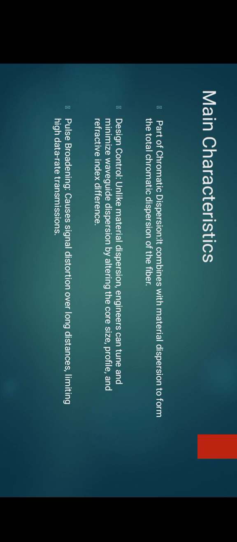Next is the main characteristics of waveguide dispersion. The waveguide dispersion is a part of chromatic dispersion. It combines with material dispersion to form the total chromatic dispersion of the fiber. Second one, design control. Unlike material dispersion, engineers can tune and minimize waveguide dispersion by altering the core size, profile, and the refractive index difference. Pulse broadening causes signal distortion over long distances, limiting high data rate transmissions.